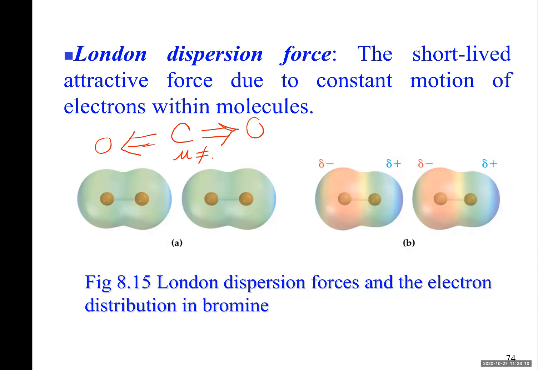Remember, we showed nonpolar by writing mu is 0. That means dipole moment is 0. There is no negative end or positive end in carbon dioxide. It's not polar.